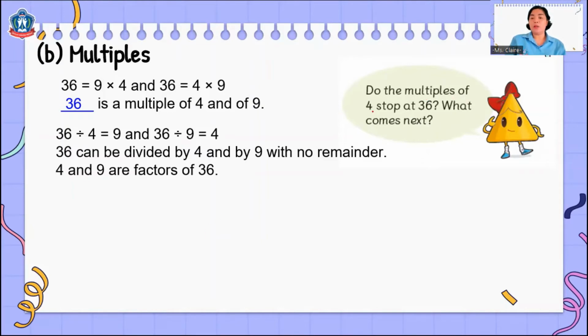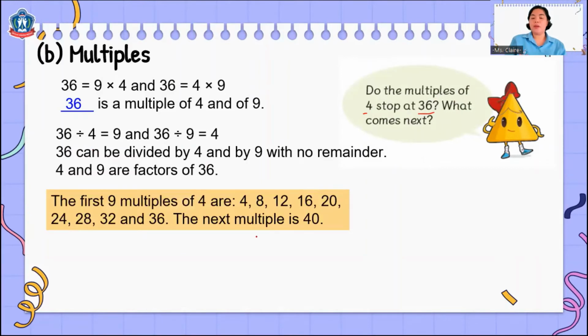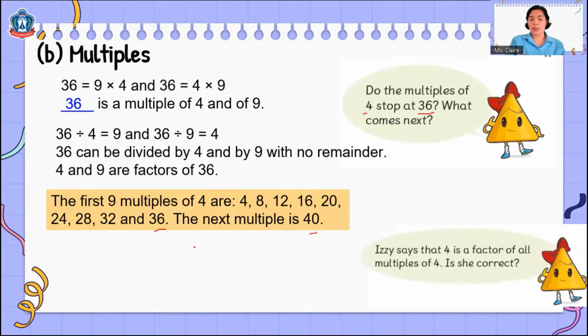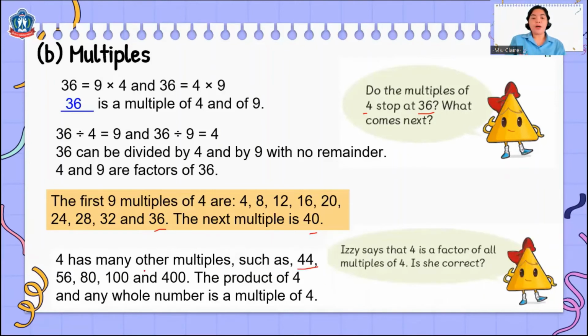So do the multiples of 4 stop at 36? No. It will continue on and on. You will just simply add 4 to 36, so 40. So the next multiple from 36 is 40. Then just simply add 4 again, 44. So we have 44, we have 56, 80, 100, 400. All of these are multiples of 4. This number, if we divide it by 4, the answer is a whole number without remainder. So that is what we call multiples.